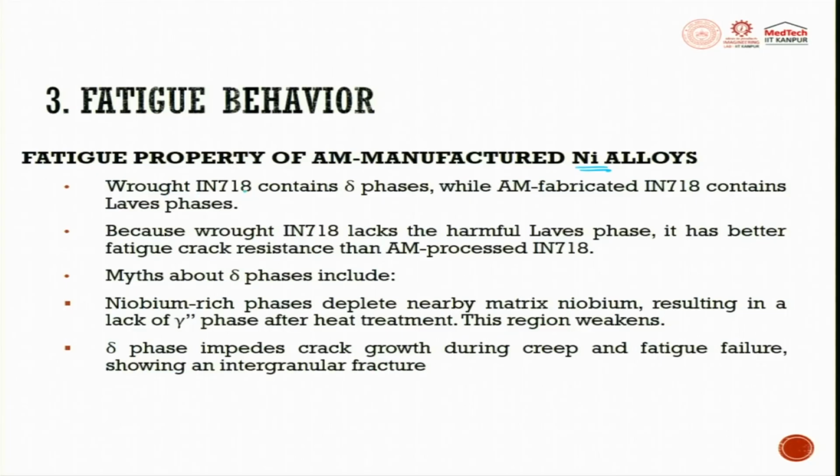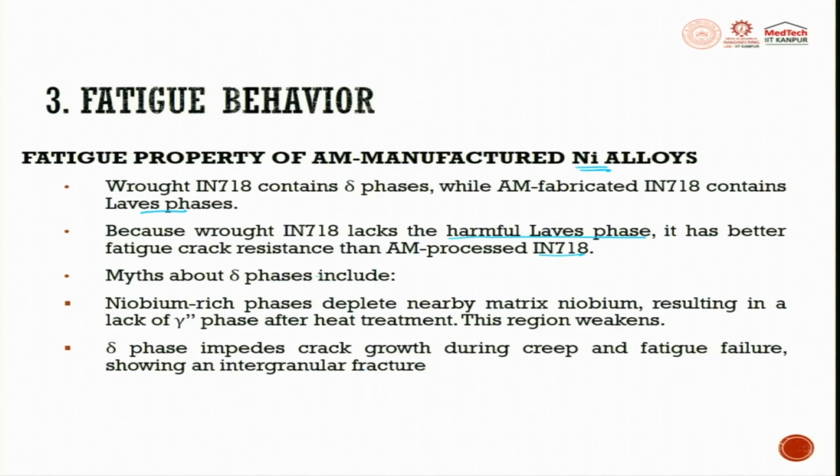Wrought Inconel 718 contains gamma phase, while AM fabricated Inconel 718 contains Laves phase. It produces a different phase itself. Because wrought Inconel 718 lacks the harmful Laves phase, it has better fatigue crack resistance than AM processed Inconel 718.